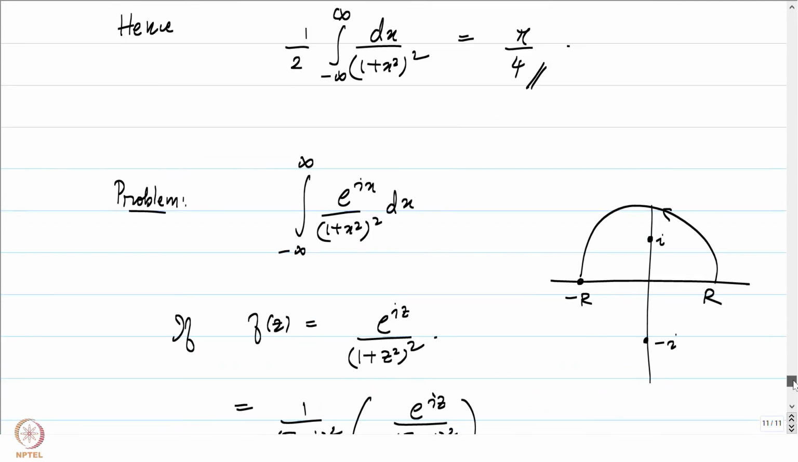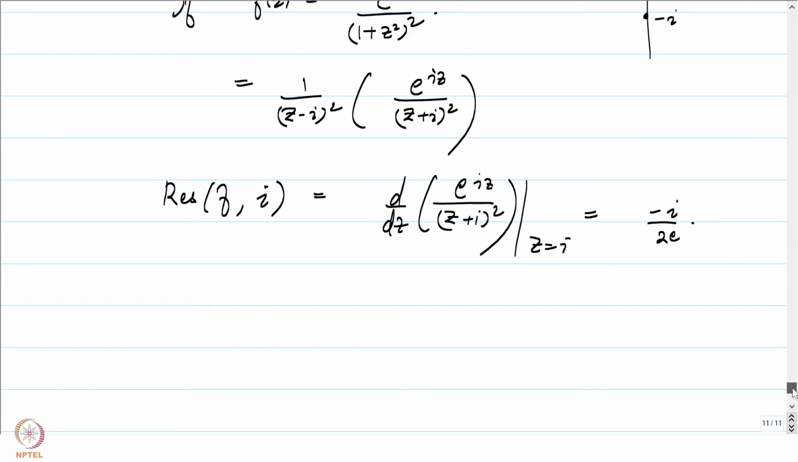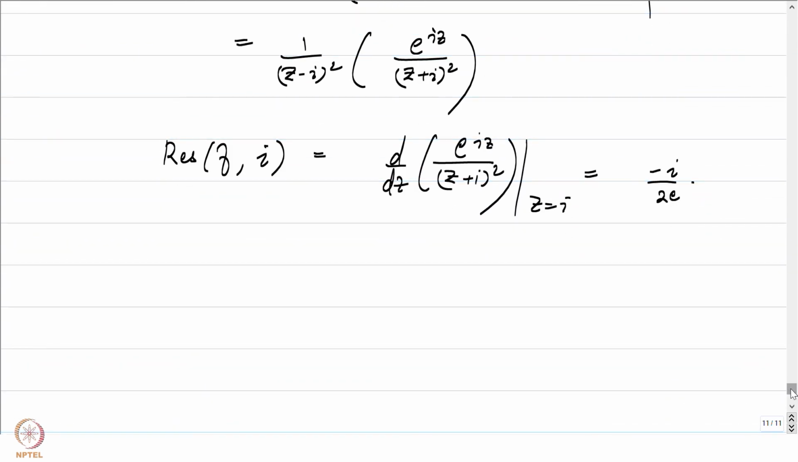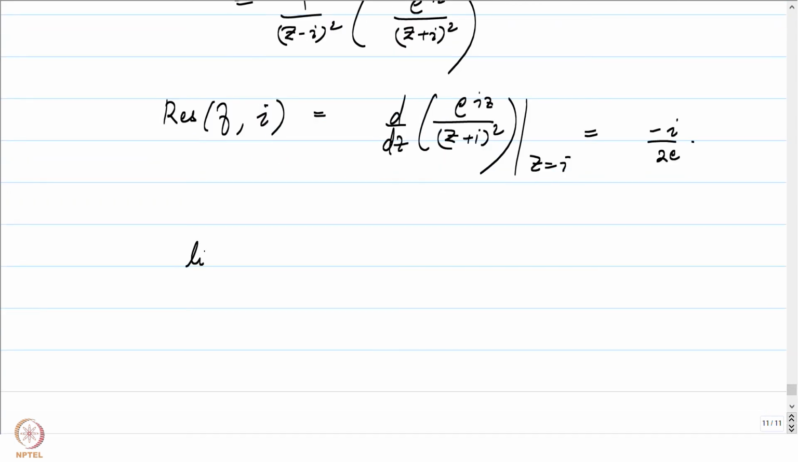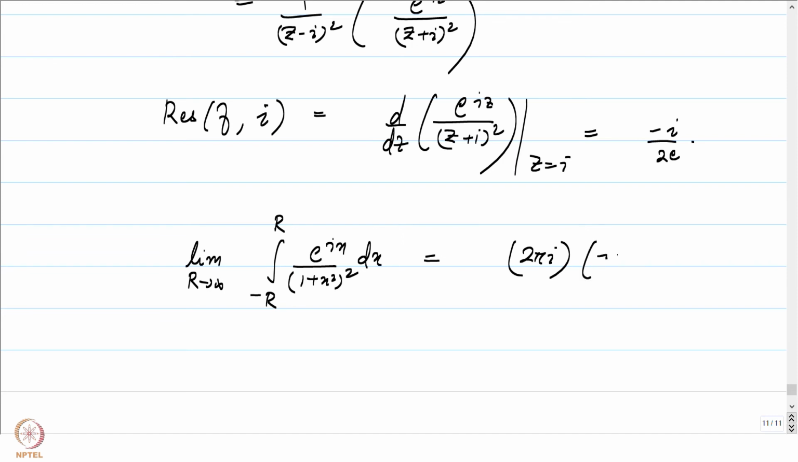So we have been using quite a lot of theory we have developed so far to conclude this, and now the limit as r goes to infinity of the integral from minus r to r, that's what we are interested in, e to the power ix by (1 plus x square) the whole square dx. This is going to be equal to 2 pi i times minus i by 2e, and we get this is equal to pi by e.